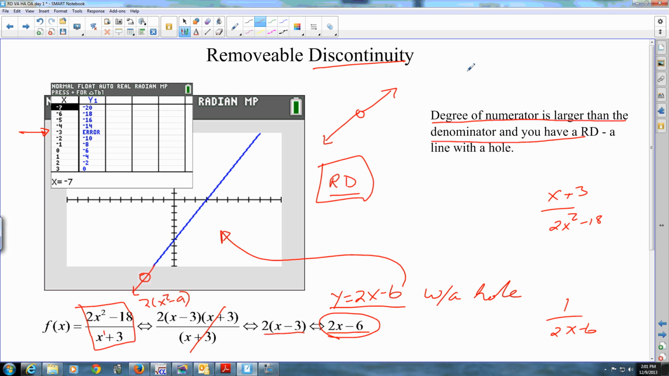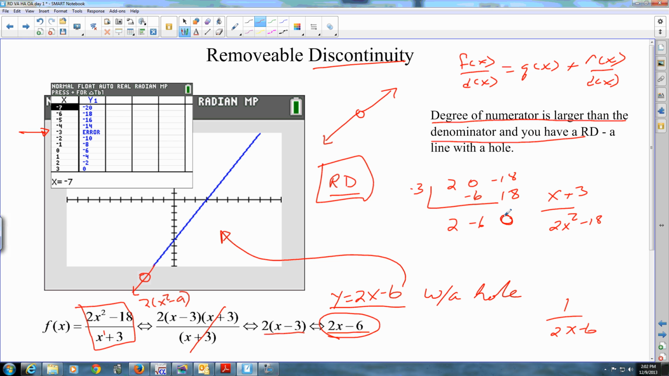Now, what does this do to this f of x over d of x equals q of x plus r of x over g of x? Well, if this divides into this evenly, because that's what it would do. If you want, we can do it quick. 2, 0, negative 18, and I'm going to fill in negative 3. Drop the 2. That would be negative 6, 18. Look at your remainder. 0.